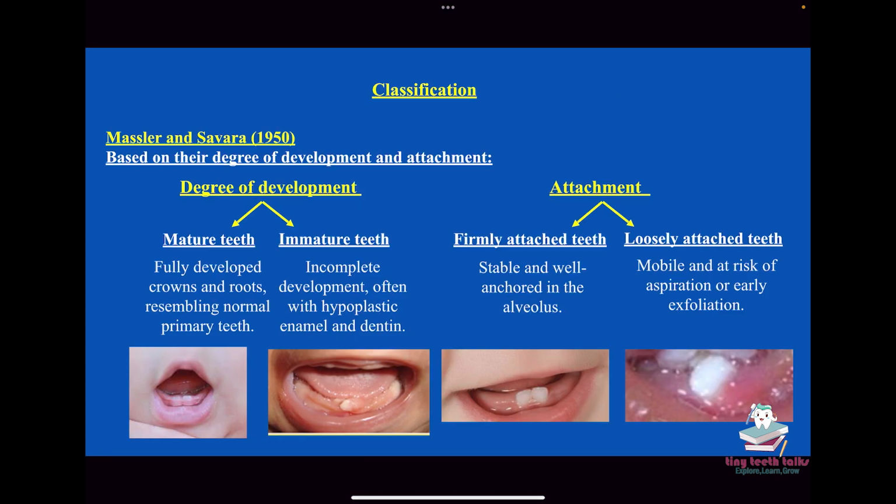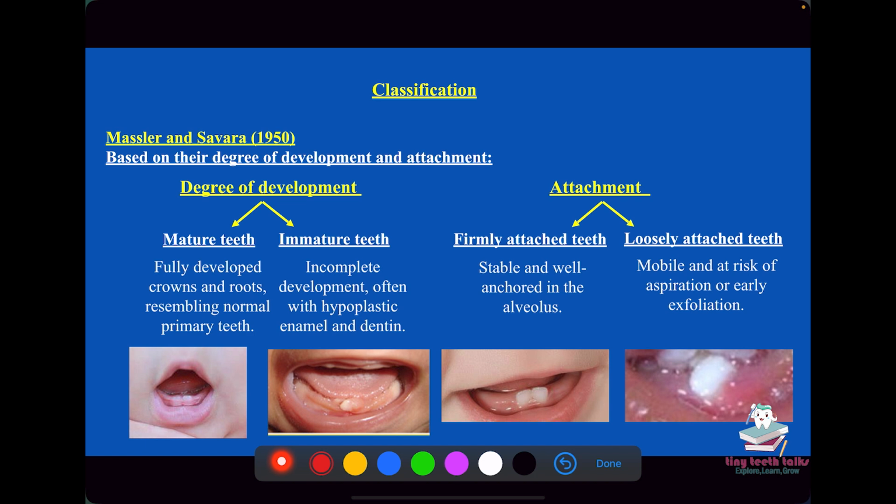Coming to the classification, the classification of natal and neonatal teeth is based on their degree of development and attachment, which was proposed by Messler and Savara in 1950. So, degree of development: mature teeth and immature teeth. Mature teeth have fully developed crowns and roots, resembling normal primary teeth. Immature teeth have incomplete development, often with hypoplastic enamel and dentine.